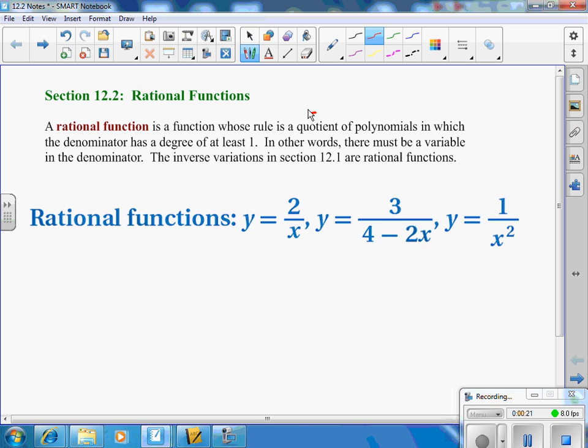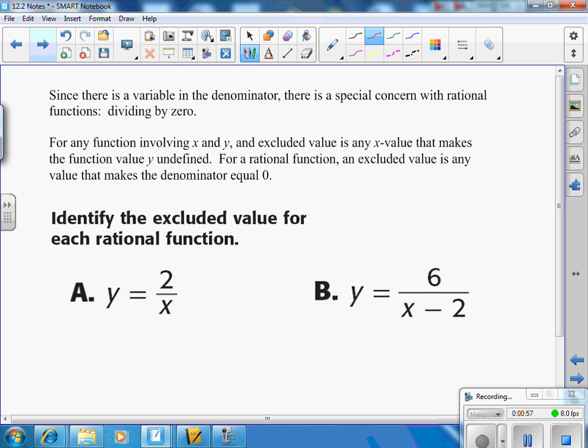So remember, quotient means division, and the denominator, or the bottom part, has to have a degree of at least 1. So that means that there must be a variable in the denominator. There has to be at least 1 for it to be considered a rational function. So here's some examples. This first one right here is one that we did yesterday, the inverse variation. And then the other ones are just other examples of rational functions where we have a variable, in this case x, in the denominator.